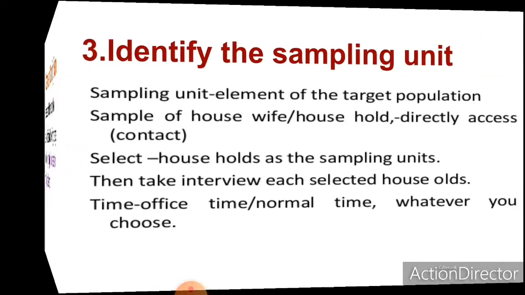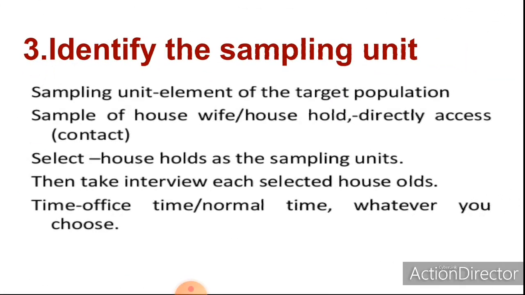Now the third step is identifying the sampling unit. As I already told you, a sampling unit is the element of the population. A researcher should select those sample units which are more adequate for the study. So, the researcher should take a decision related to the sampling unit before selecting the sample for the study. Simply, we can say that sample units are the individuals who are to be contacted for collecting data.